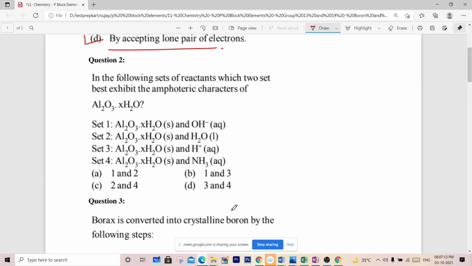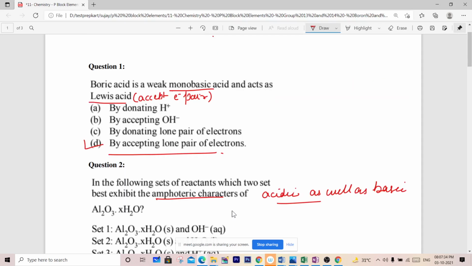In the following set of reactants, which set best exhibits the amphoteric character of aluminum hydroxide? Amphoteric means which is acidic as well as basic in nature. Could you repeat what monobasic was? Yes, monobasic means which gives only one H positive ion.